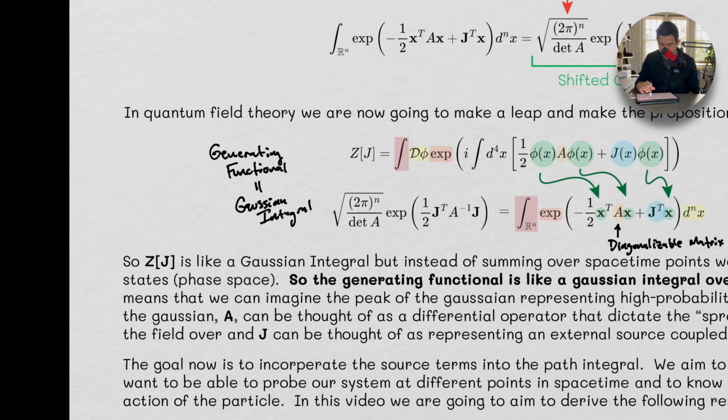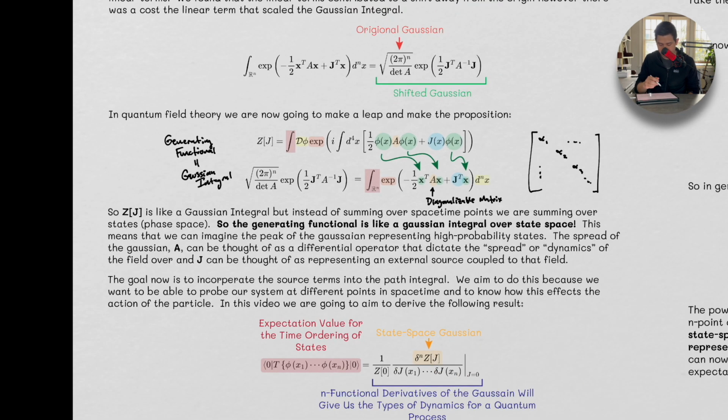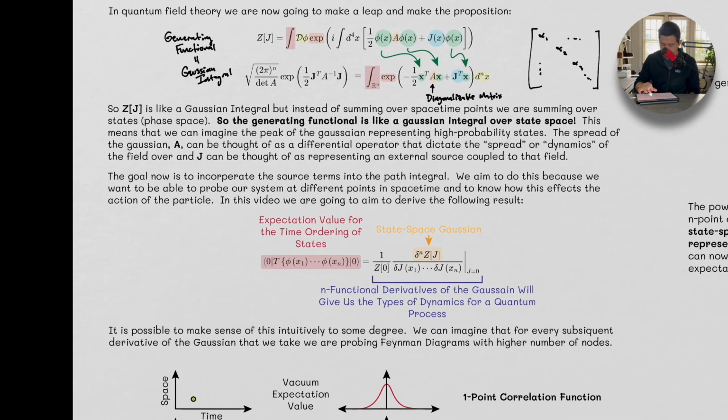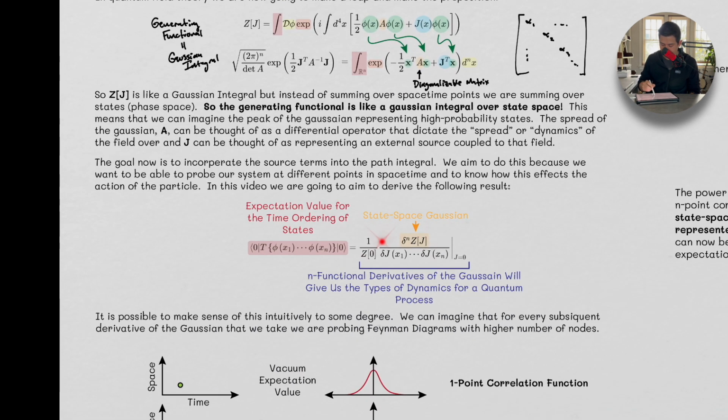Well, you might think, okay, why are we doing this? Why are we renaming this to this generating functional? Well, it's going to become clear soon that this thing is going to take on another very interesting form, such that when we take subsequent derivatives of it, we get this time-ordered expectation. This expectation value for time-ordered states.